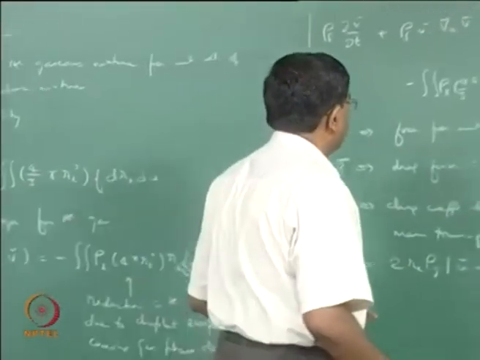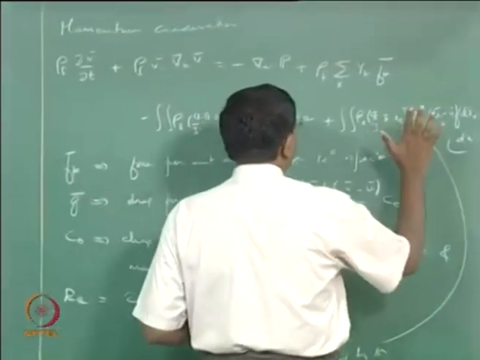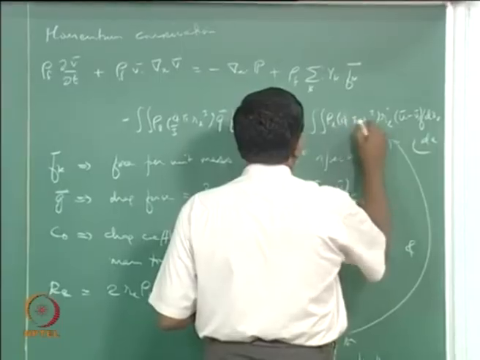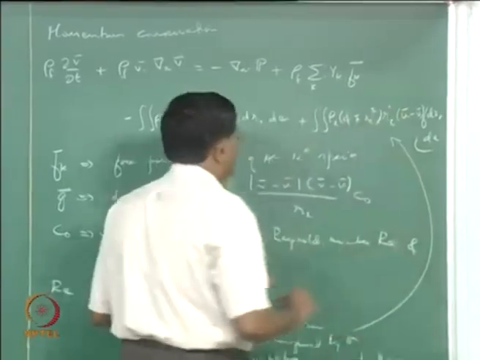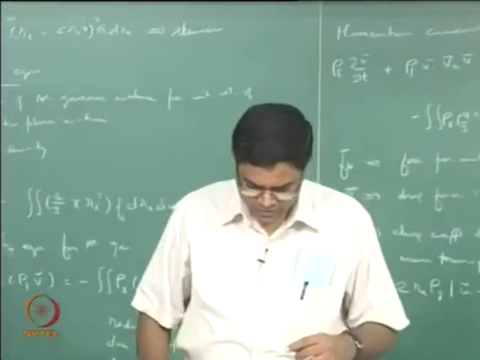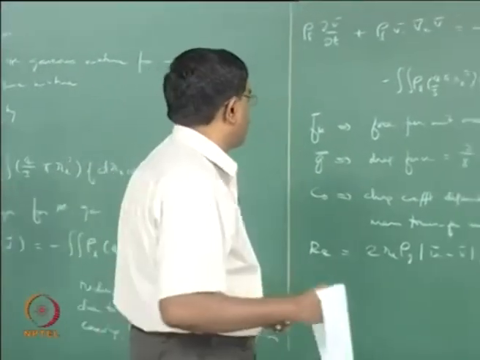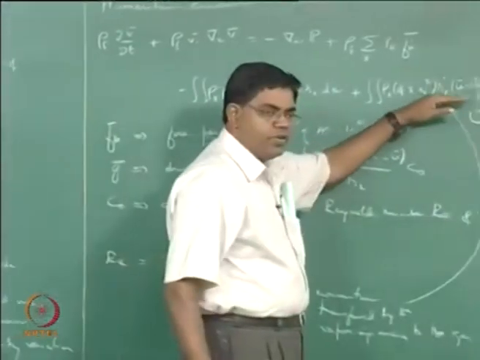We need to go back and check here. I think this must be 4, this must be 4 pi RL squared, because we are looking at the surface evaporation. Okay.